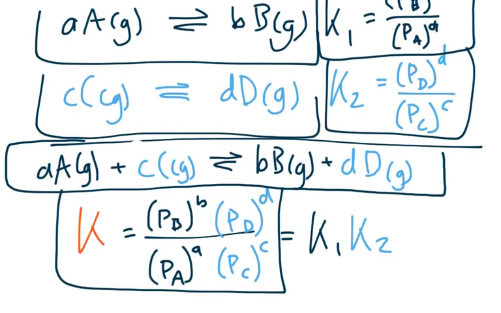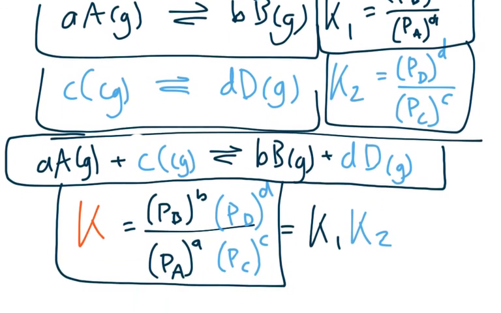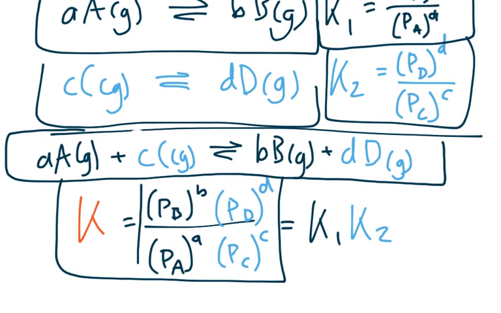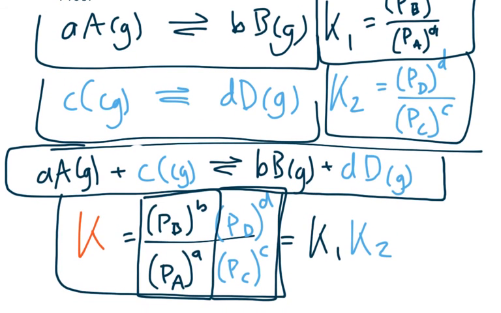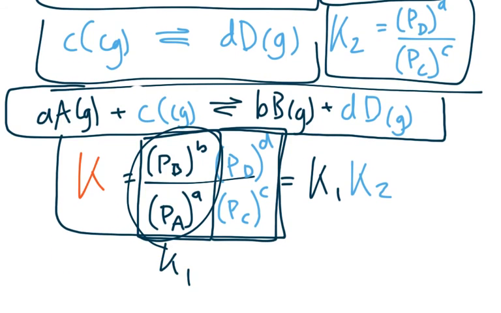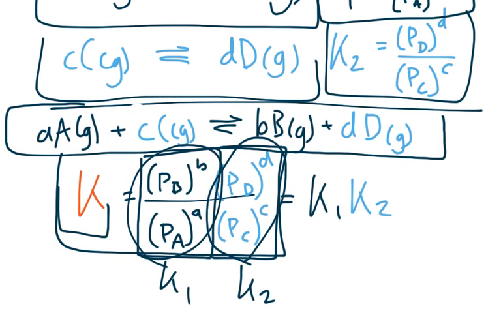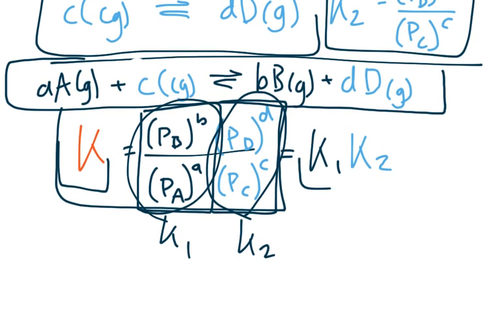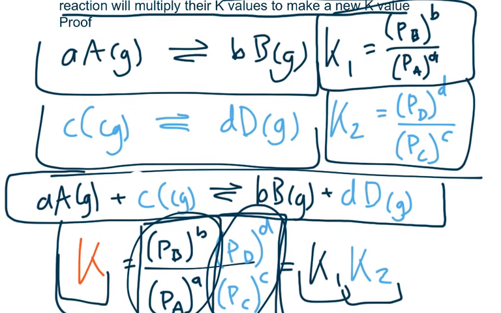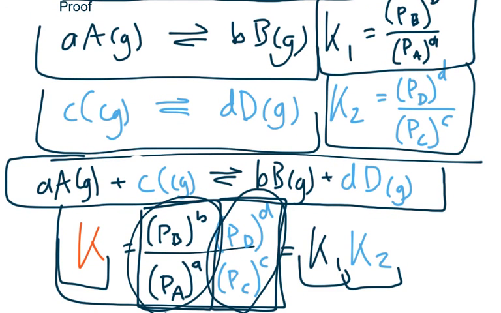And if you notice, the net reaction's equilibrium expression is composed of PB to the b over PA to the a times PD to the d over PC to the c. And notice how this part right here is K1, and notice how this part right here is K2, and you're essentially multiplying them together. So the new K for the net reaction is actually equal to K1 times K2, as proved here. So proof done, and we will use this in a future video, as I just said, so watch out for that.